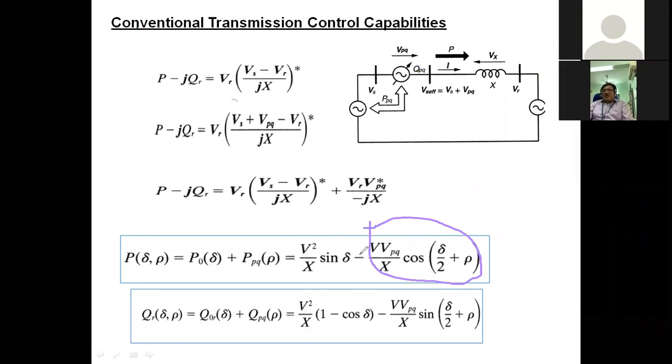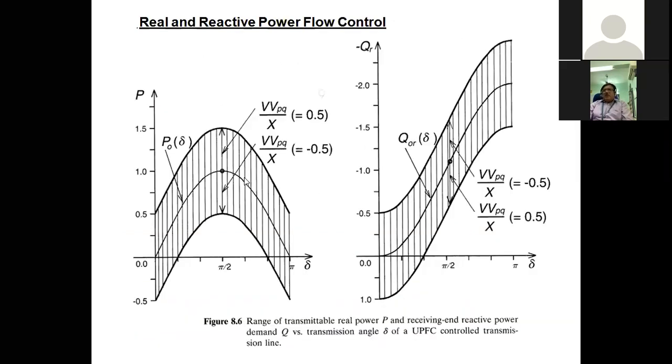So you can inject this: real power flow, you can increase or decrease. Reactive power flow, increase or decrease, that depends on this angle. Just by changing this voltage magnitude, you can change this amplitude, and by changing this angle, you can increase or decrease, that is the plus or minus sign you can take, just by changing the angle. That effect you will see in the next diagram. You can see that.